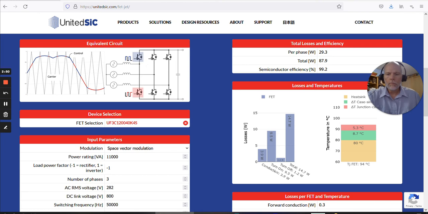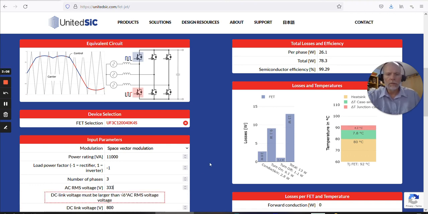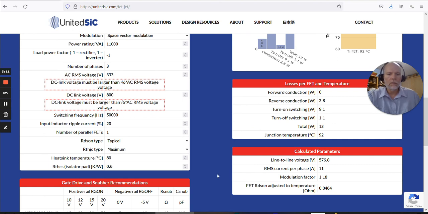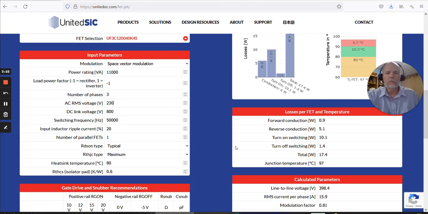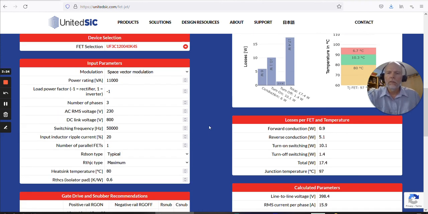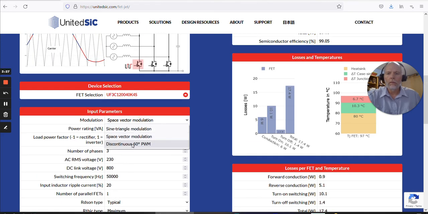And the other difference is now we can actually have a little bit higher AC voltage. There's no warning until we get up too high, and then it'll tell us what the limit is. And if we scroll down, we'll see our modulation factor goes up to 1.15, and here we're above that, so we're getting the warning message. So let's go back to 230 volts, so 400 volts AC line to line RMS, and we'll take a look at discontinuous PWM.